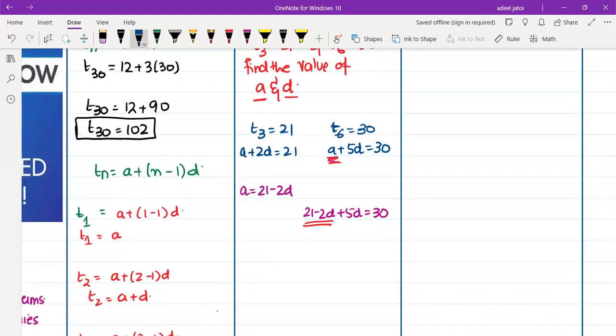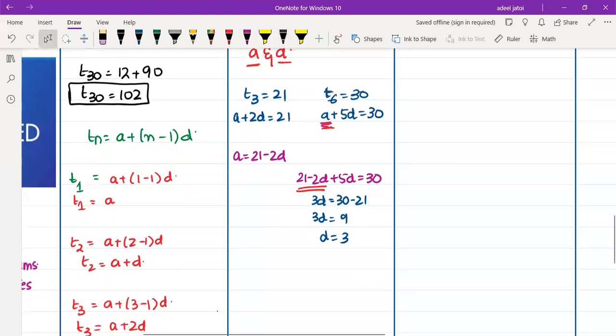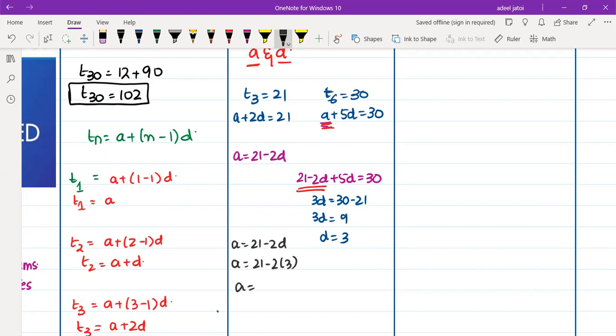And then what? We need to solve this, right? So this is 3D is equal to 30 minus 21. 3D is equal to 9. D becomes 3. Similarly, with the help of D equal to 3, I can substitute in the equation of 21 minus 2D. A is 21 minus 2 times 3. A becomes what? 21 minus 6.